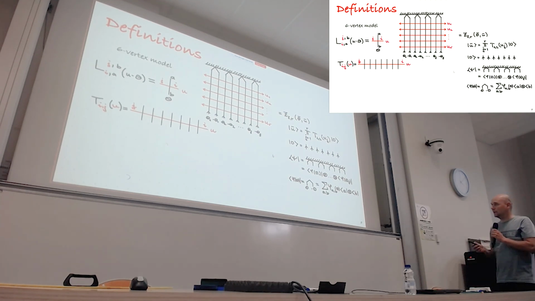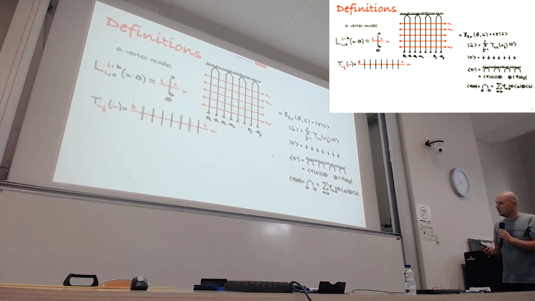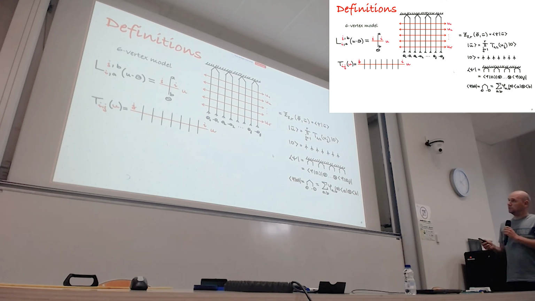So this is a two-side state. It's a tensor product of this elementary state phi, which depends on the inhomogeneity. And this is the graphical notation. So we build the boundary state as a tensor product. And this partition function is equivalent to this overlap.